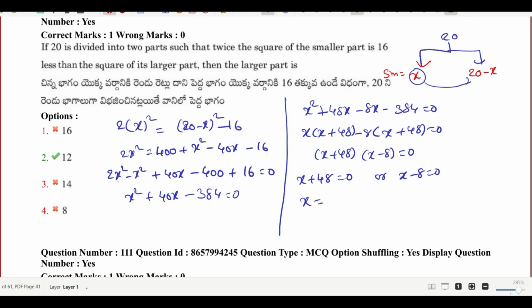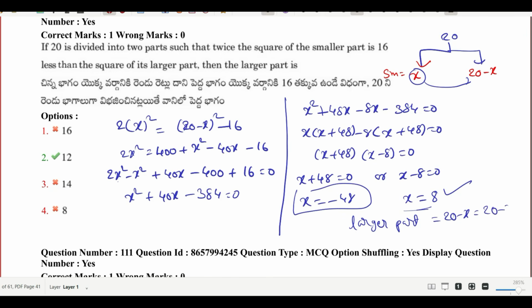So x is equal to minus 48 and x is equal to 8. As x equal to minus 48 is not suitable in this case, we go ahead with x is equal to 8. That means we got the smaller part as 8. So what is the larger part? The larger part is 20 minus 8, that is 12, which is the correct answer. So the second option is the correct answer in this case.